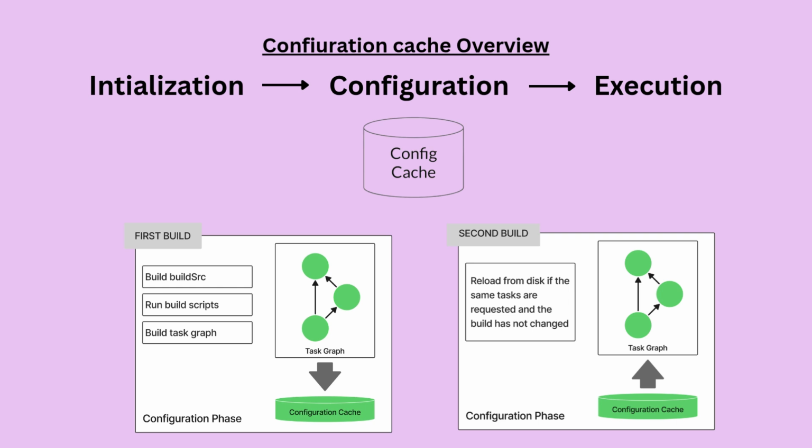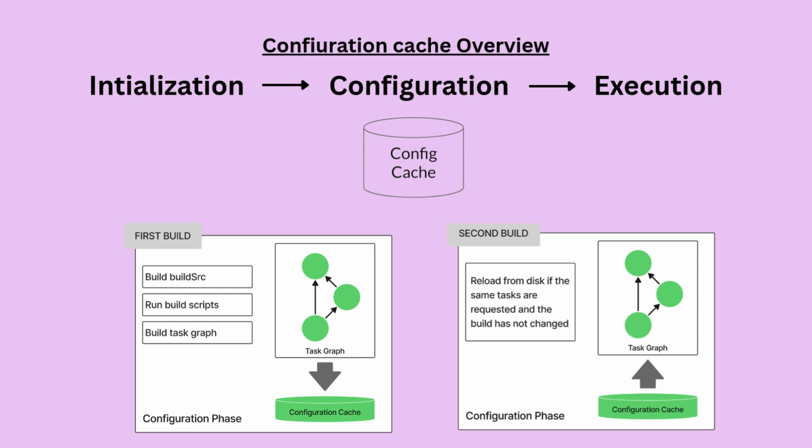This slide gives an overview of how the configuration cache works in Gradle builds. Gradle builds go through 3 main phases: initialization, configuration, execution. Normally, during the configuration phase, Gradle evaluates all build scripts, configures the project, and generates the task graph, which determines what tasks to run. On the first run, as you see on the left, this task graph is built from scratch. Once complete, Gradle stores this configuration data into the configuration cache.